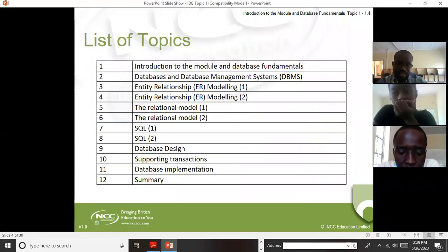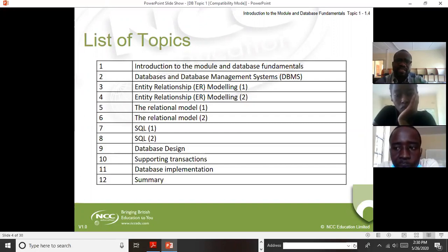So these are the topics we have. This is your database syllabus. The first topic is introduction to the module and database fundamentals. The second topic is database and database management system, which is the DBMS. DBMS is a software that is used to design databases. We'll look at examples of those DBMS. One of them, you know them. You've heard of Microsoft Access, isn't it? It's one of the DBMS.